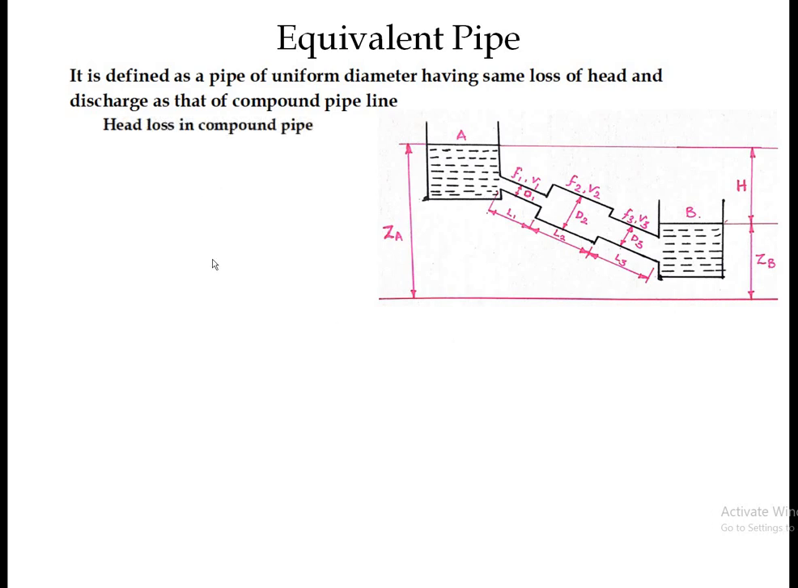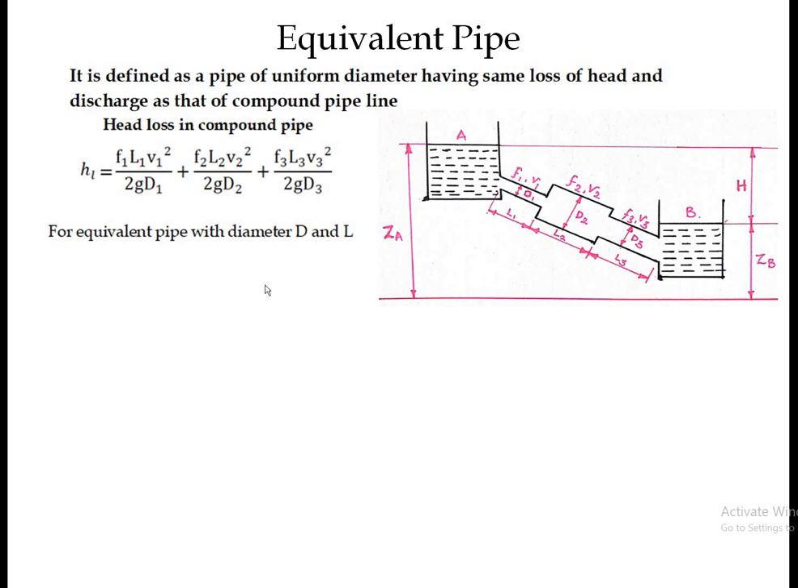So, head loss in compound pipe. In the last slide we have seen that the total head loss for the compound pipe, neglecting the minor losses, is HL equals f1 L1 V1 square upon 2g D1 plus f2 L2 V2 square upon 2g D2 plus f3 L3 V3 square upon 2g D3.